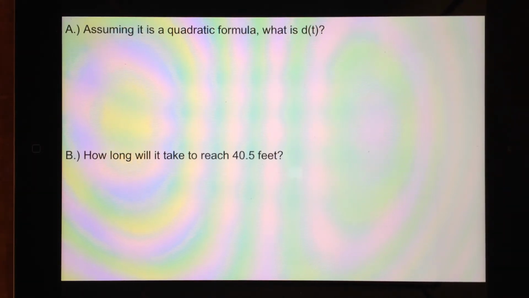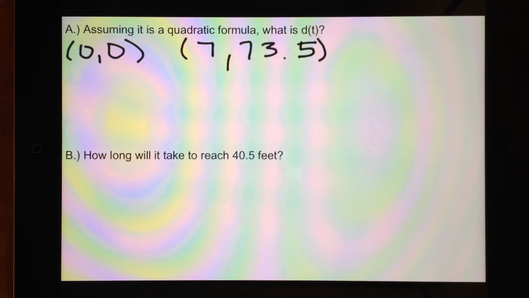So we start off with assuming it is a quadratic function, what is d of t? We know that we started at 0, 0 and ended at 73.5. Since it says we can assume that it is a quadratic equation or formula, we can start out with t squared. We don't know what m is in front though. We don't know what our actual answer would be either.